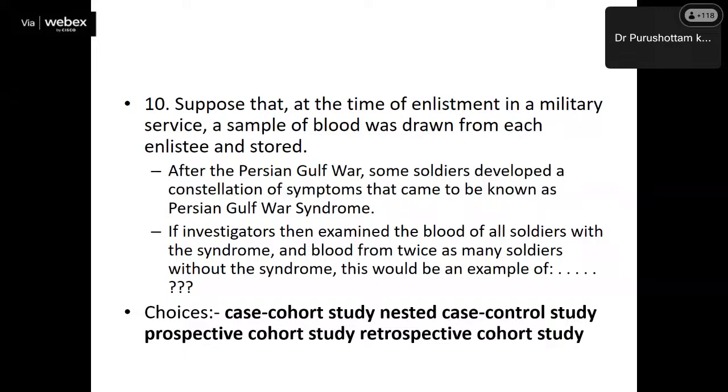Dr. Mukta, Dr. Vaibhav sir wrote case cohort. Case cohort. Yes. Now you have understood. Good. Thank you.